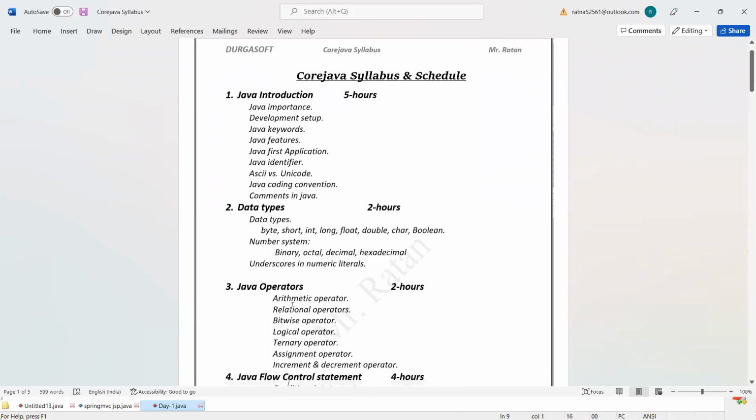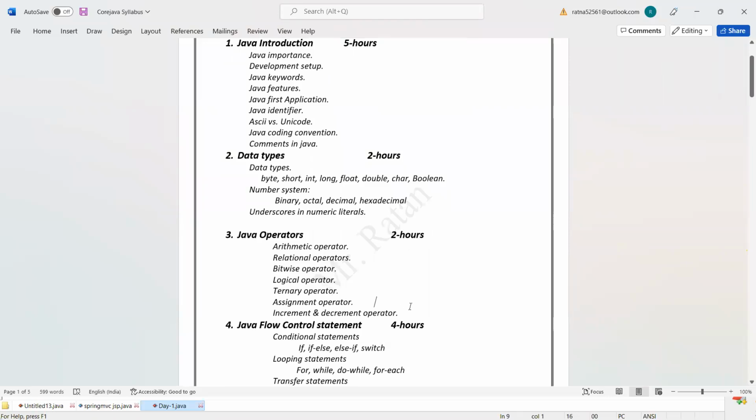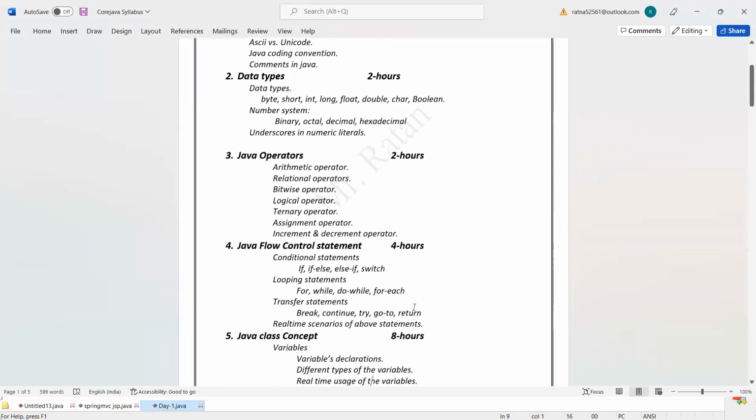The next one is operators. We have arithmetic operators, relational operators, bitwise operators, logical operators, ternary operators. How to use these operators from an application point of view? Then flow control statements: the conditional statements are if, if else, else if, and switch. The looping statements are for loop, while loop, do while, and for each. Transfer statements are break and continue, right?